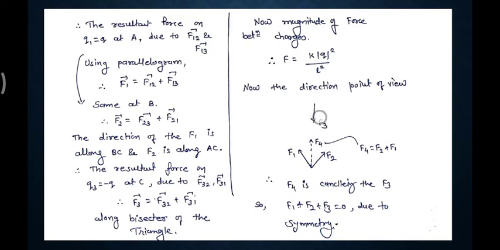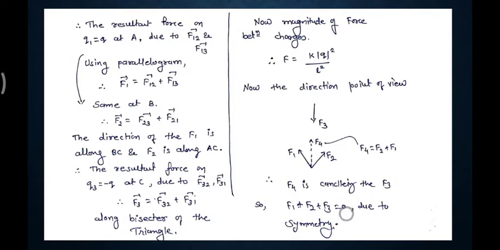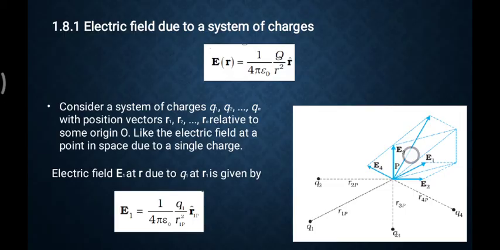As you can see in the figure, F3 is directed downward. This vector you can shift here and join it with the resultant of F1 and F2. Once F1 and F2 are summed, the resultant vector F4 exactly cancels F3. So there is no resultant force acting on any charge. At the end, F1 plus F2 plus F3, the forces on the respective charges, is going to be 0.